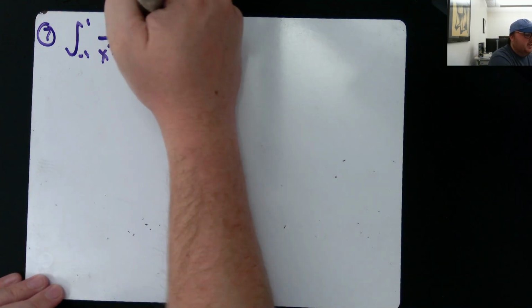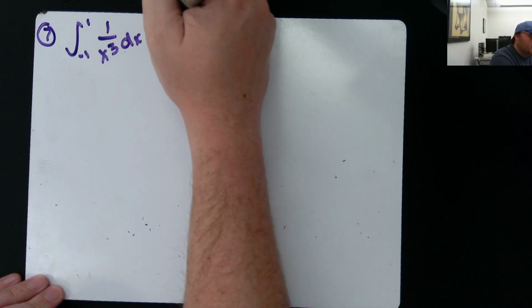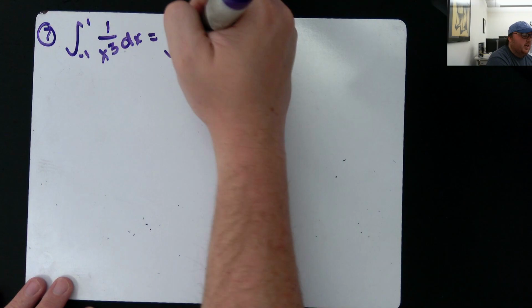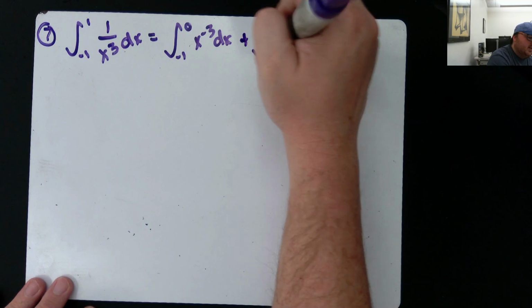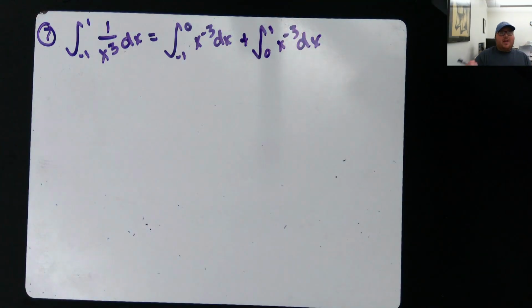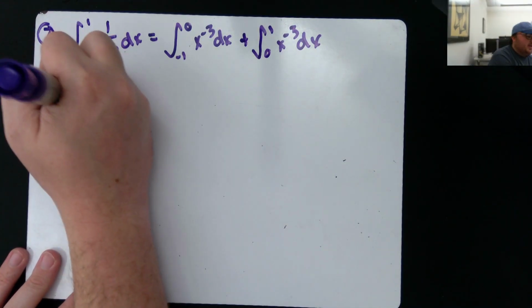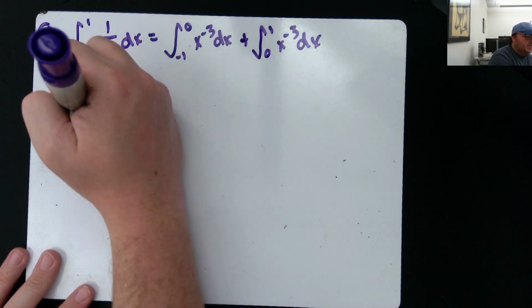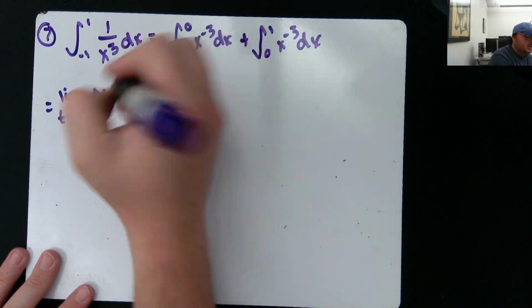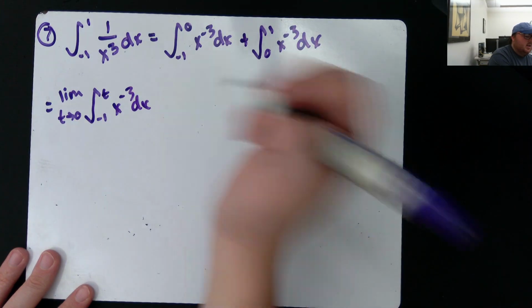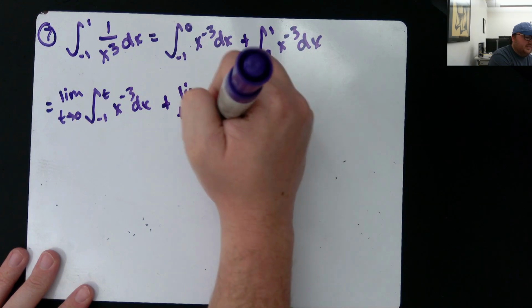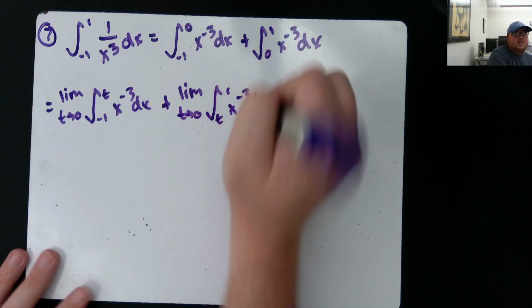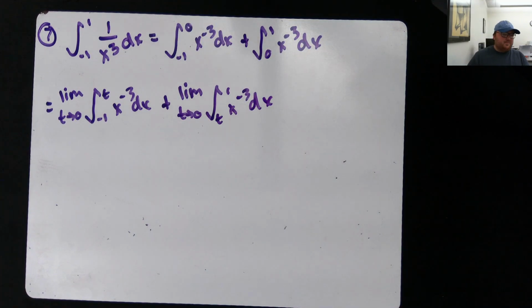0 is where I'm not happy, so I'm going to do -1 to 0. This is like saying x to the -3rd, so let's rewrite it like such. And then do it again from 0 to 1. Because by splitting it up like that, now I can use my whole t thing. So this is going to be the limit as t goes to 0 of the integral from -1 to t of x to the -3rd dx, plus the limit as t goes to 0 of the integral from t to 1 of x to the -3rd dx, and work it out like that.